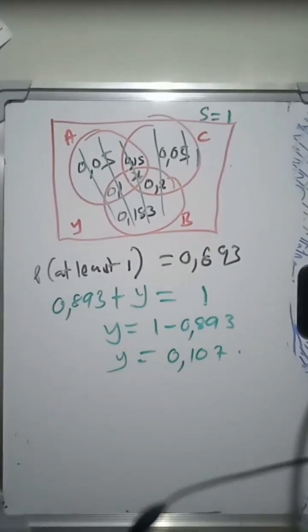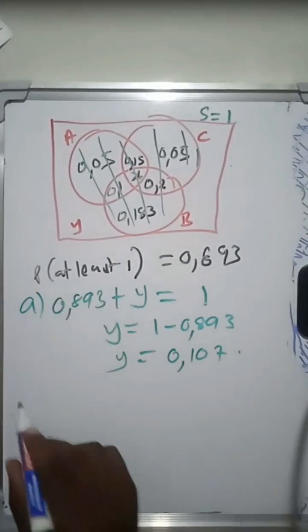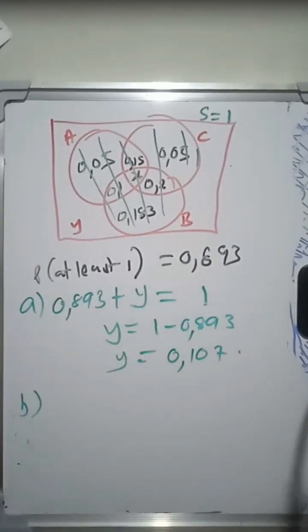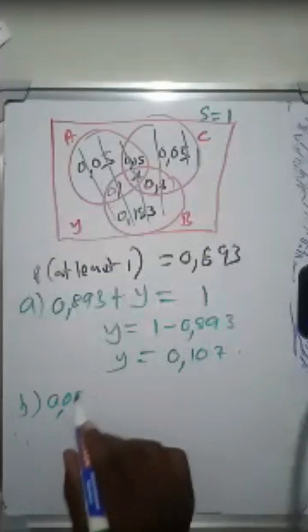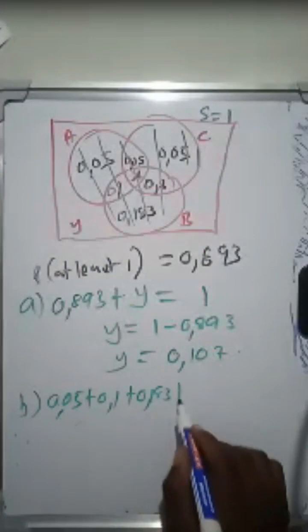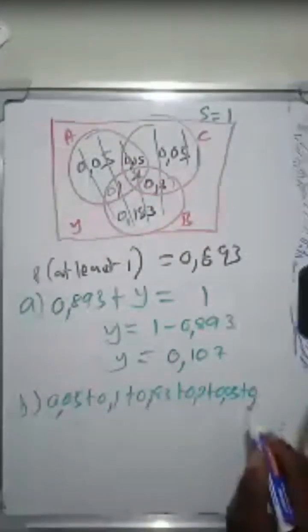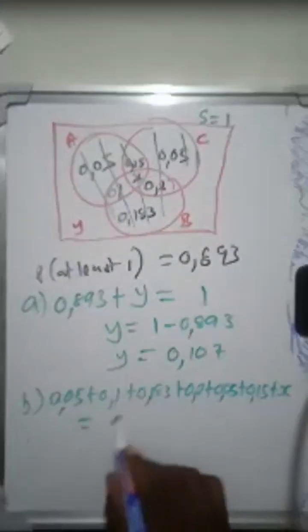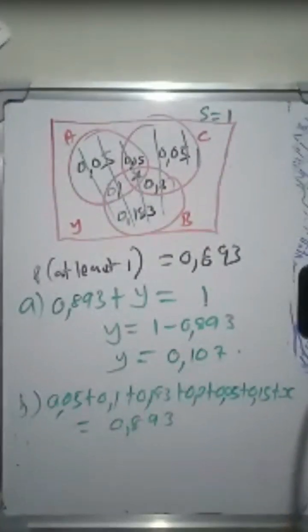Okay? Then now they say x, the probability that all three will occur. So number B, that was number A. Then number B should be simple. Remember that if we add everything here, we get 0.893. So that is simple. 0.05 plus 0.1 plus 0.183 plus 0.2 plus 0.05 plus 0.15 plus x should give us 0.893.